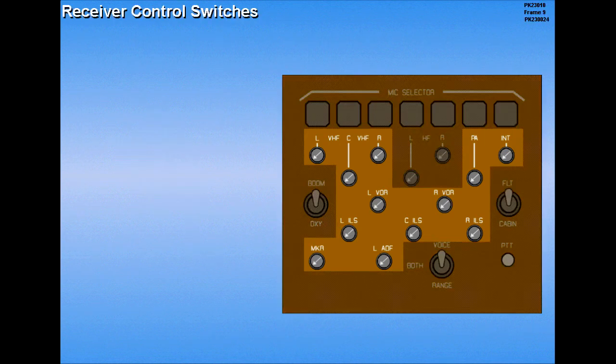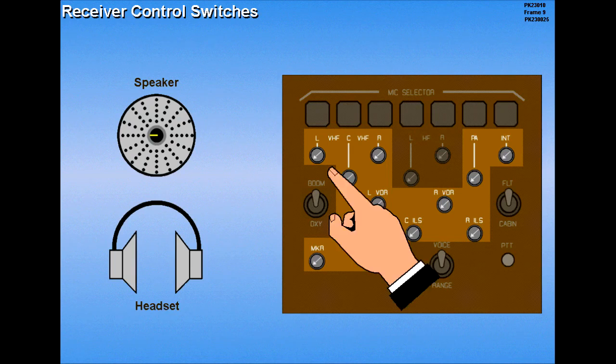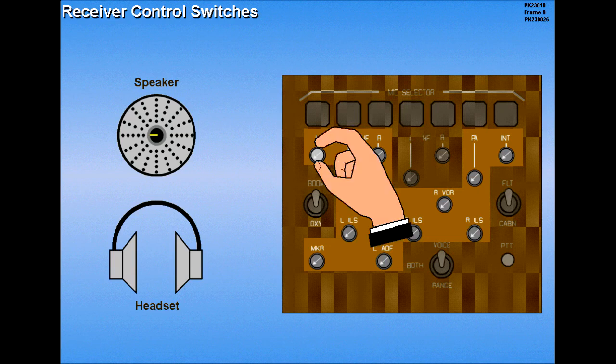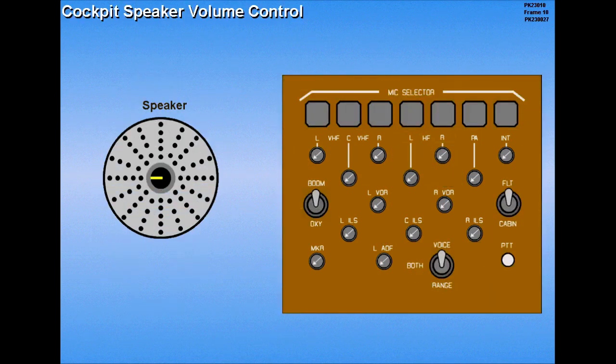The receiver control switches are used to select the source of audio to be monitored by the cockpit speaker and headset. Pushing the switch turns the receiver on or off. Volume is controlled by rotating the switch. Each speaker has a rotating knob that allows additional volume control.